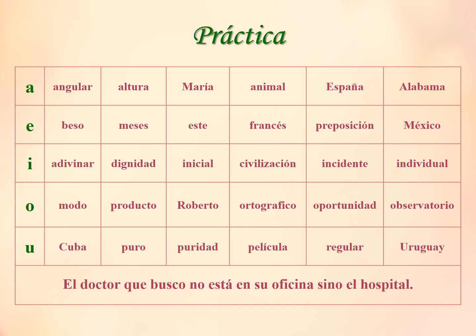And the next one, I. Just do this after me. E, E, E. Do that again. So no matter where it happens in a word, anytime you have the letter I, it's going to say E. So after me, please. Adivinar.